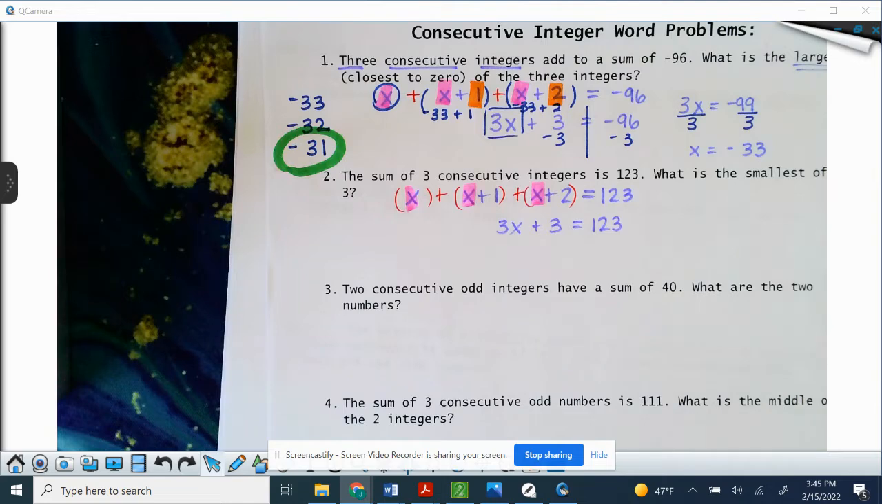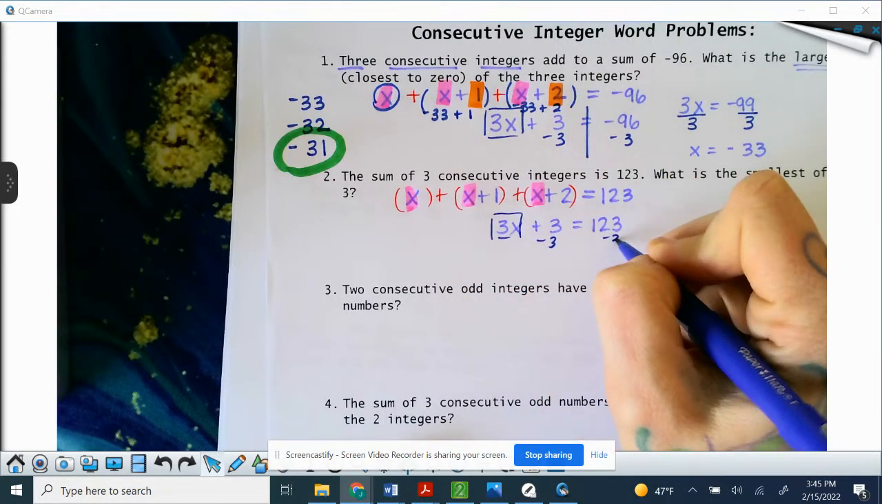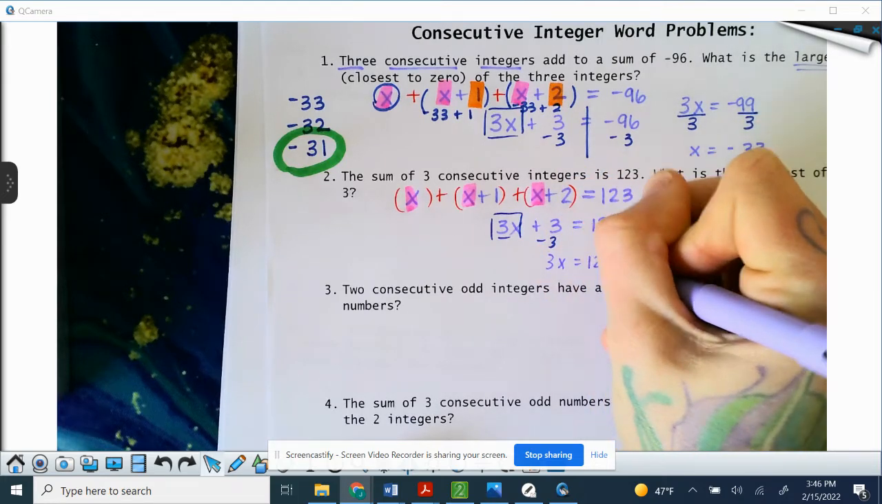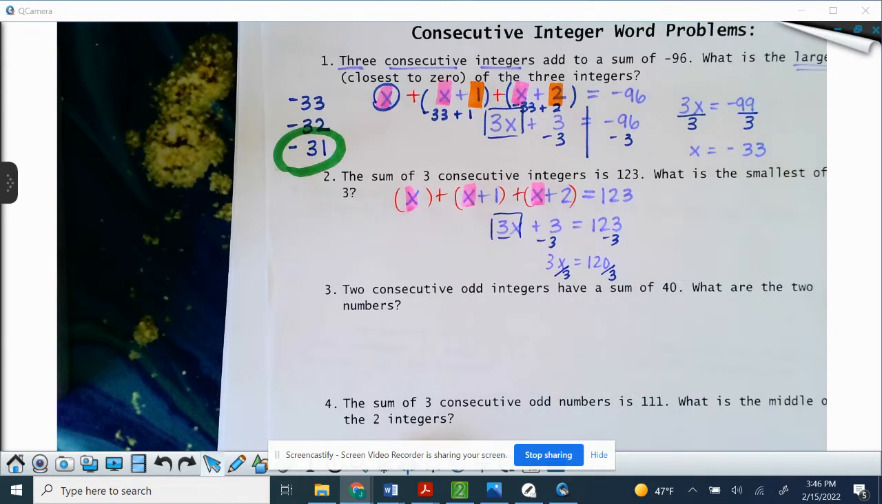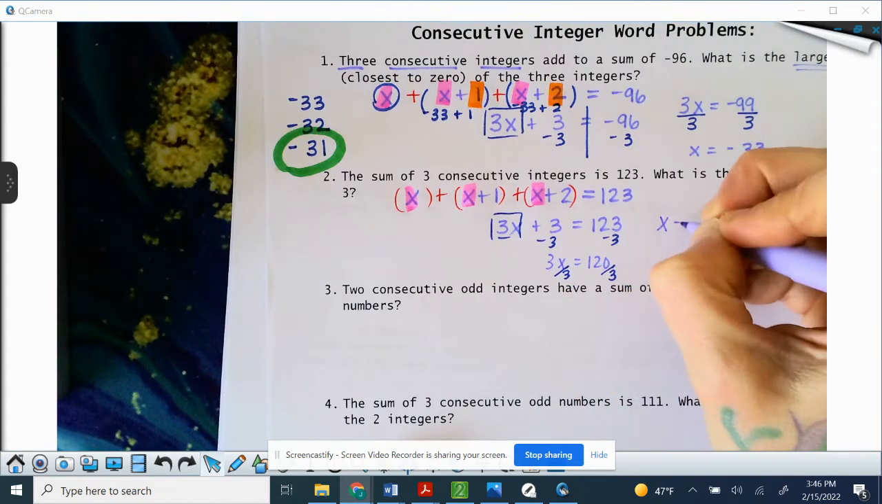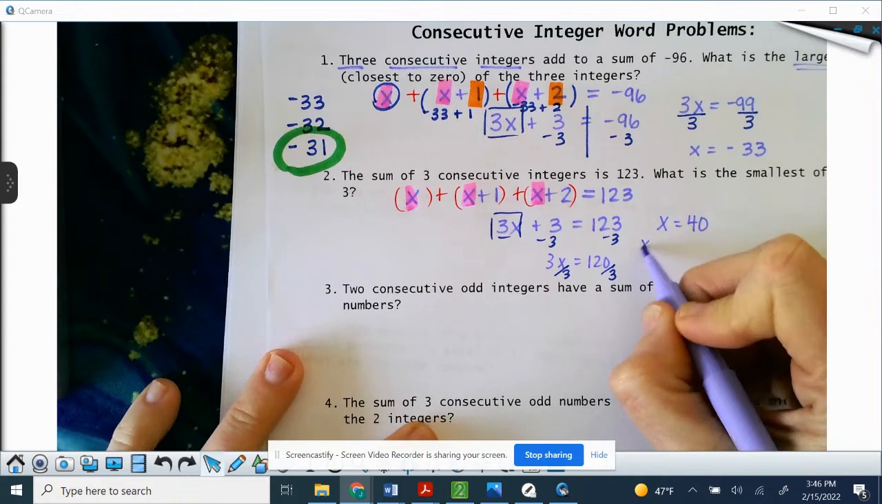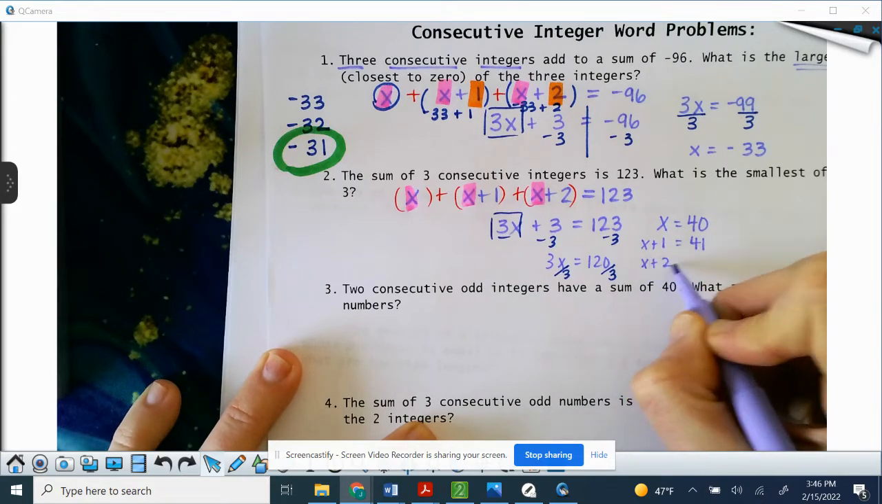So we're going to subtract 3 because we're trying to get 3x by itself. So we're going to subtract 3, subtract 3. So 3x equals 120. We're going to divide by 3 on both sides. So x equals 40. Now, we have 3 of them. So I have x equals 40, and then x plus 1 is going to equal 40 plus 1, so that's going to be 41. And then x plus 2 will give you 42.